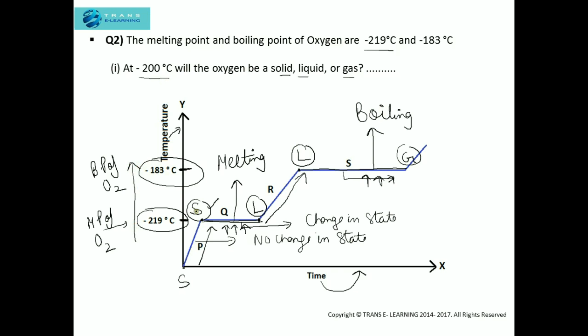So as per the question, at minus 200 degrees Celsius, as the temperature is rising here because it's a heating curve, if I just take it here, minus 200 degrees Celsius will be somewhere here, and if I just plot this, I will get the point here. And this is the R phase, which represents the liquid phase. That means the initial point is also liquid and the final point is also liquid. So at minus 200 degrees Celsius, the oxygen will exist in the liquid form.